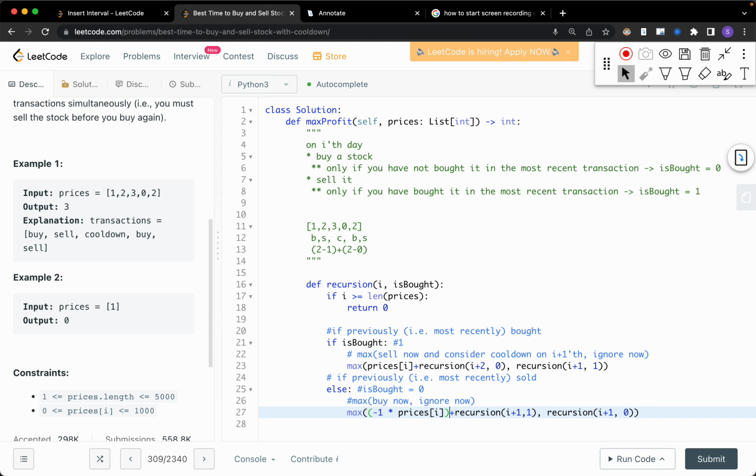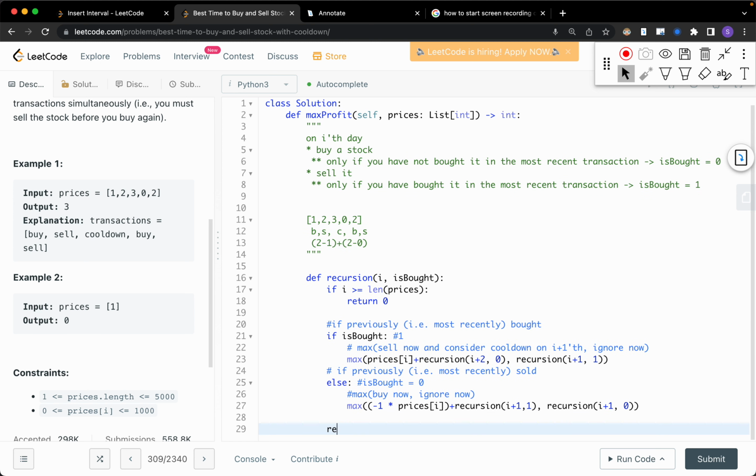So this is what I'm doing here, and I'm multiplying the price of i with -1 whenever I'm buying, because my isBot is 0, that means I can buy now. So I'm multiplying it with -1, and then I'm performing recursion on the i plus 1 day. So once this is done, I have to return the max of these two values. If A1 is my answer here, and A2 is my answer from this, I have to return whichever value is bigger.